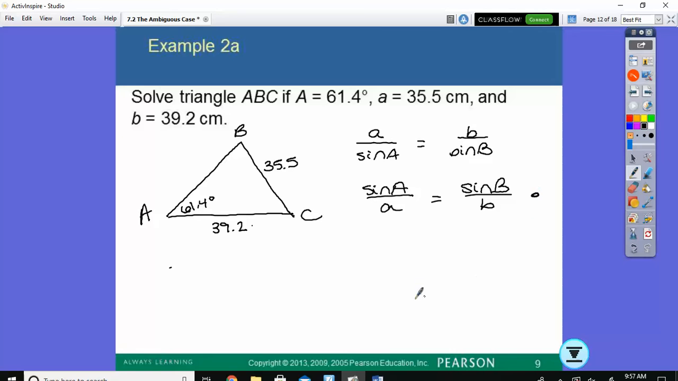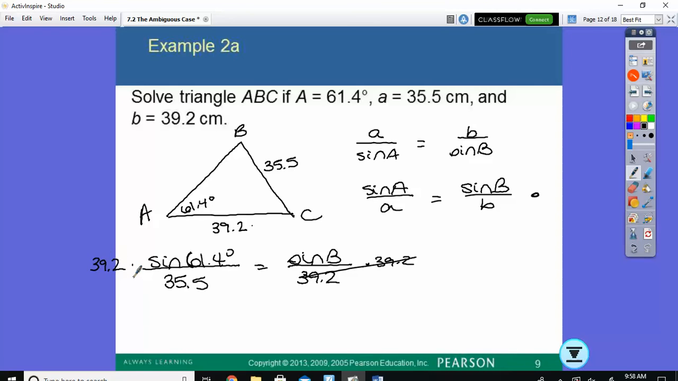If I plug it into this one, so I have the sine of A, which is 61.4 degrees, over side a, 35.5, equals the sine of B divided by side b, 39.2. This is going to save me one step because I don't have to cross multiply and then divide. So essentially, if you pick the equation that would have your variable on top, it'll be a little bit faster to solve, but it's not a big deal either way. So now all we have to do is multiply over the 39.2 and put that in our calculator.